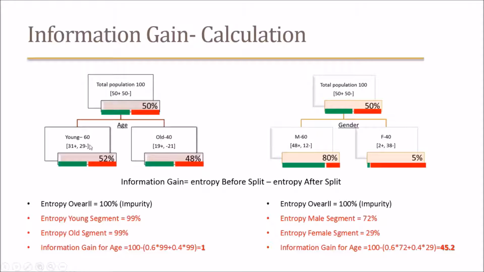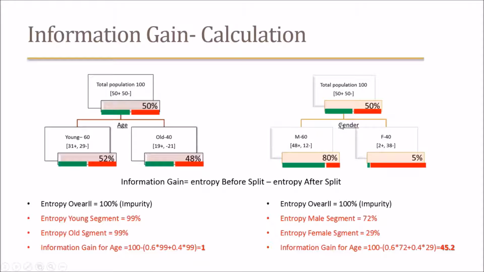After the split there are two segments, so how do we calculate one entropy value after the split? We can take the weighted average value. Let's say for the young segment entropy is 99%, and for the old segment entropy is 99%. We can take the weight of each segment, like out of 100 people, 60 percent fall here, so 60 percent into 99 and 40 percent into 99. So entropy before the split is 100%, a 100% impure segment. Entropy after the split for the young segment is 99 and the old segment is 99 again. So 100 minus 0.6 into the first segment, 0.4 into the second segment, and information gain is simply 1. That's it. So the information gain when you split based on age is very low. It is just simply 1, not more than that.